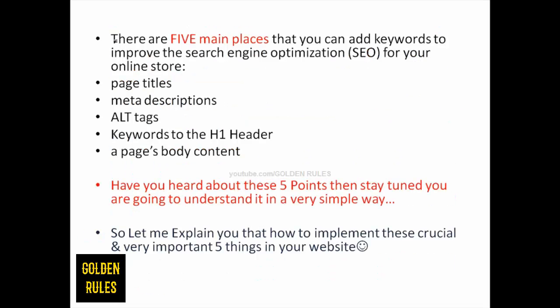Okay guys, there are 5 main places where you can add keywords to improve search engine optimization for your online store. The first place is page titles. The second place is meta description. Third place is alt tags. Fourth, H1 header, and the last one, a page's body content.